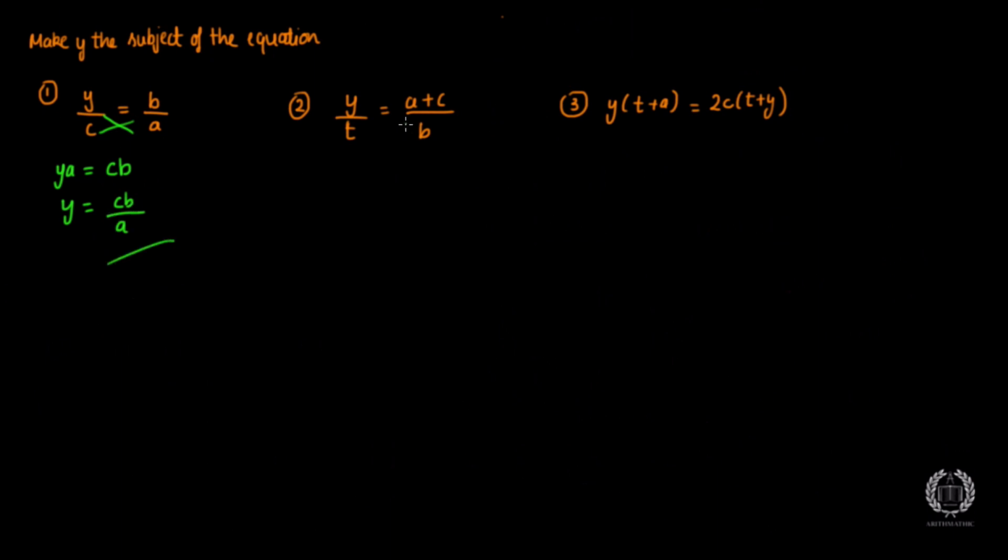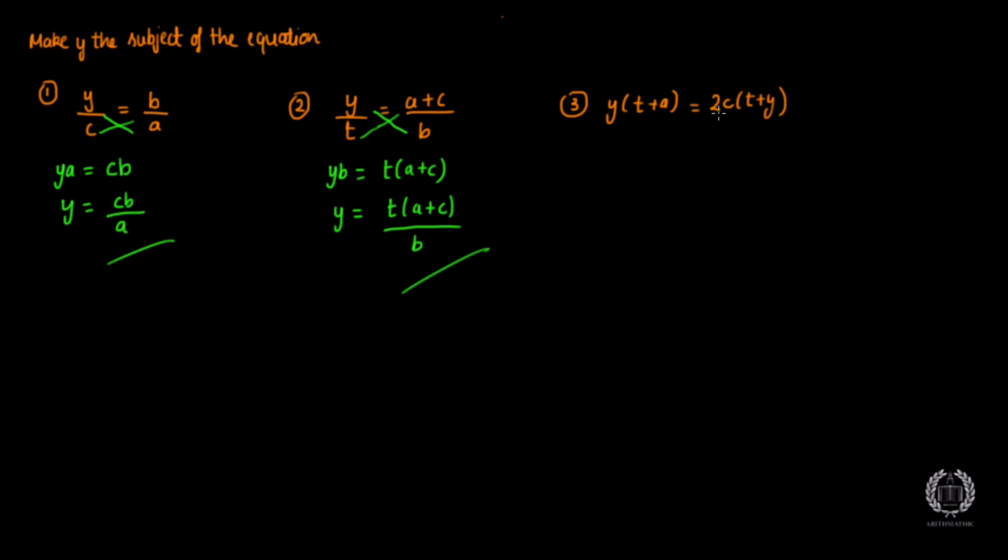Now for the second one, we're going to do the same thing here. We're going to cross multiply. So y times b, yb equals now t times a plus c, which now becomes t bracket a plus c. Because again, you want y the subject, bring b to the other side. So you're going to end up dividing. So you're going to divide it by b. Okay, and that's the answer for this one. Or you can expand the top one as well, ta plus tc, doesn't matter.